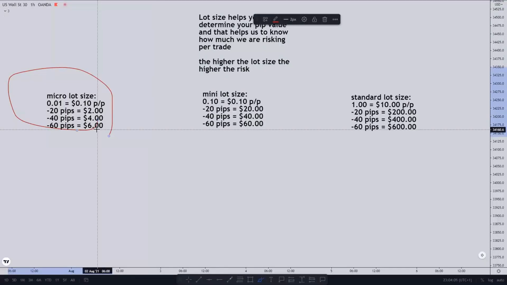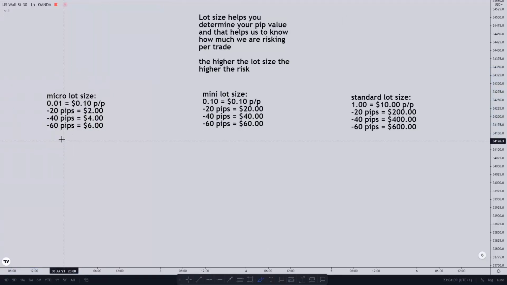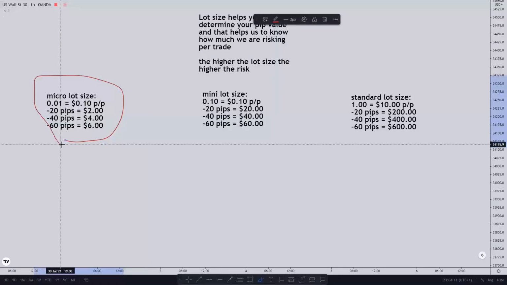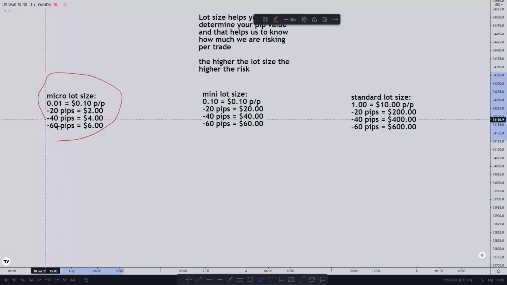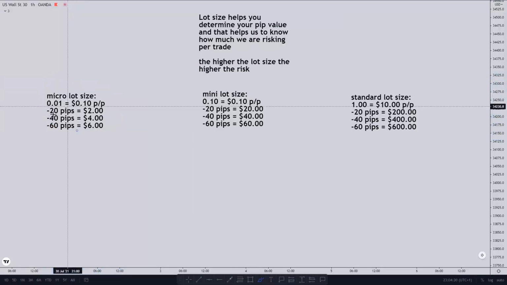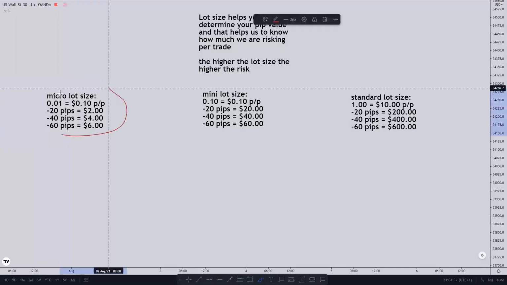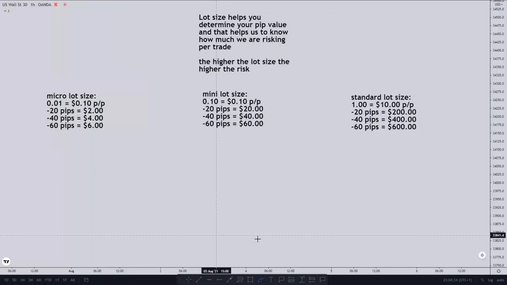So the micro lot size is the one that we use when we start trading, right? So this is what is recommended to be used by a beginner, right? Even though you are experienced, if your account is not that big, you will have to use a micro lot size so that you can be able to take trades and don't risk a lot of your account. So this is where we start. So let's start with the micro lot size.